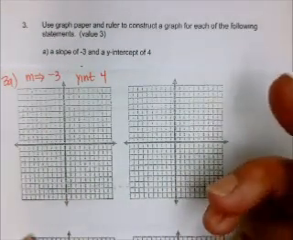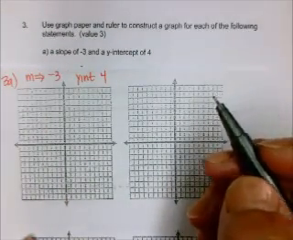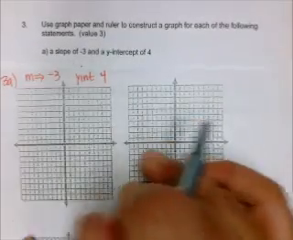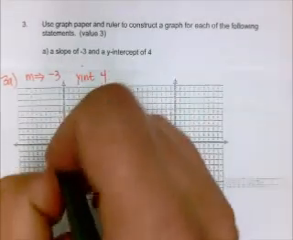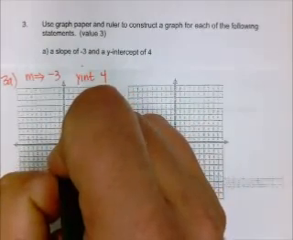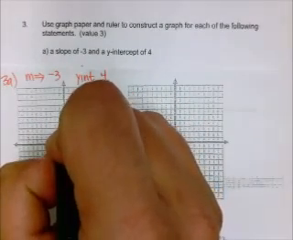Okay, so I always start with a point. I can't just start putting in my slope. I have to have my point first. So my y-intercept is my point, my first point. And that generally is the case. So 1, 2, 3, 4.